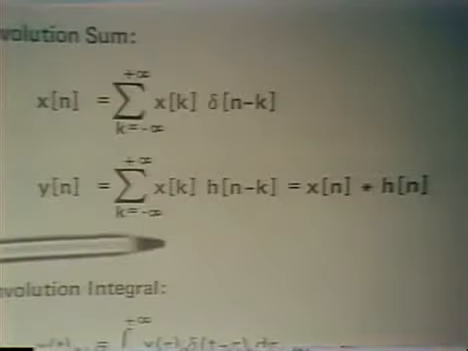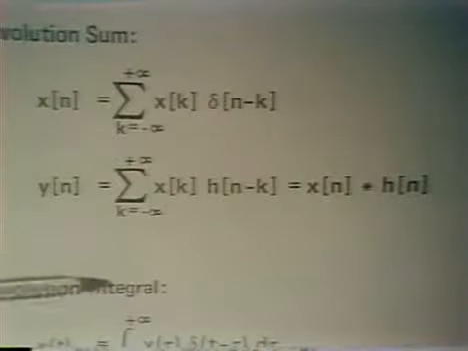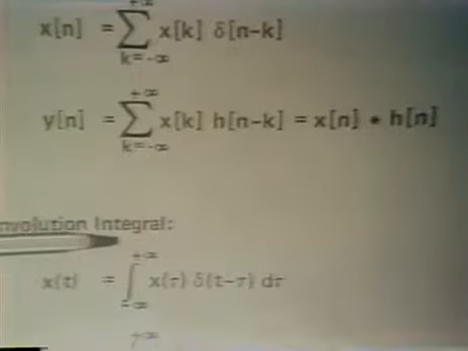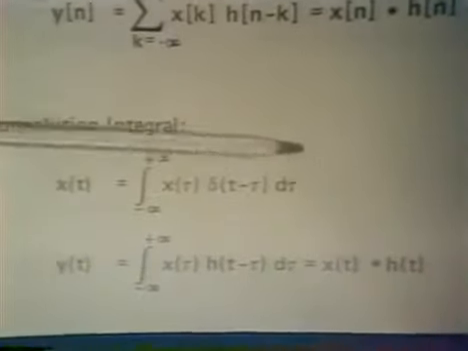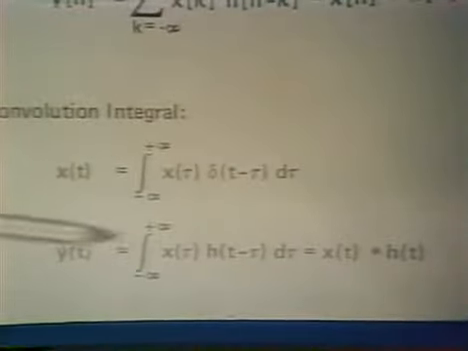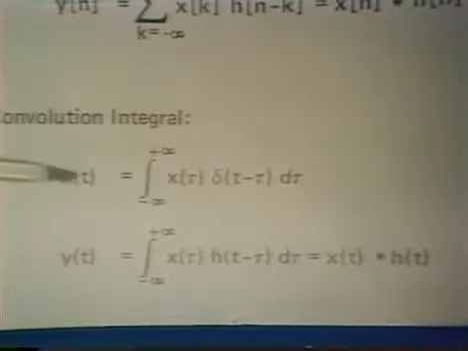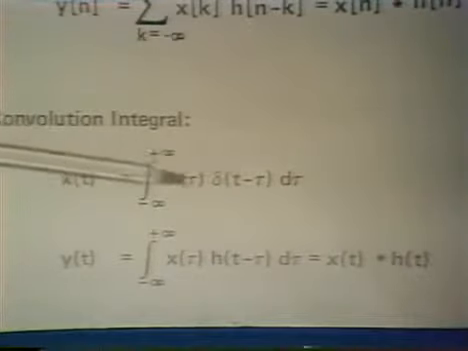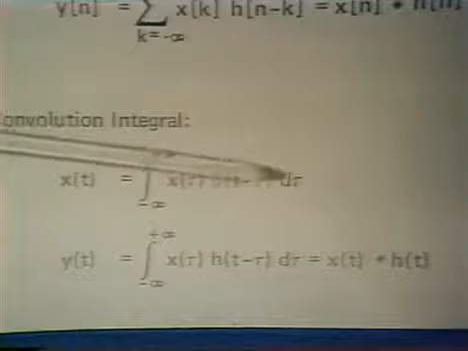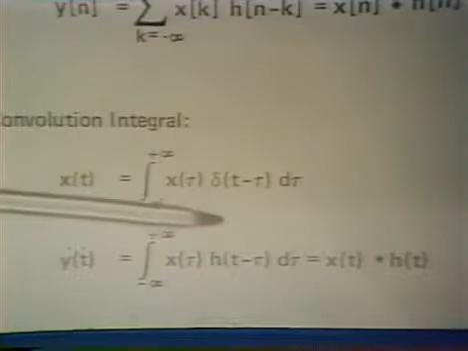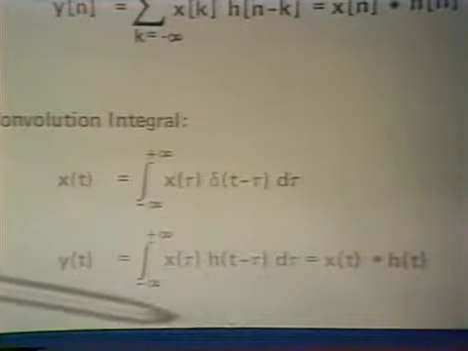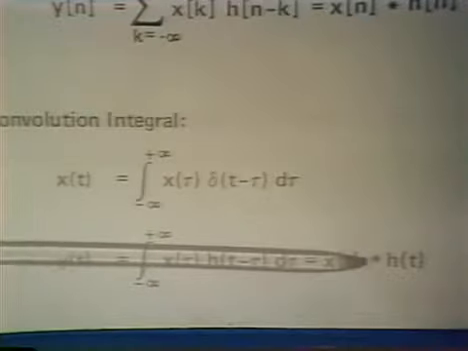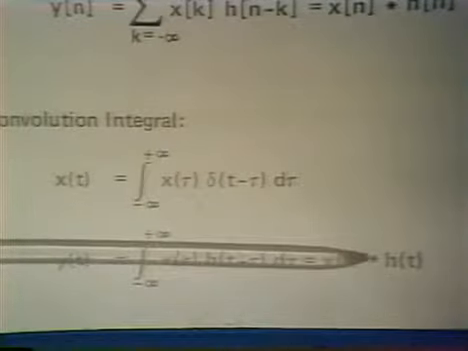And correspondingly, in the continuous time case, we have the convolution integral, which here is the shifting integral, as we talked about, representing x of t in terms of itself, or as a linear combination of delayed impulses. And here we have the convolution integral, and again, we'll use the asterisk to denote convolution.